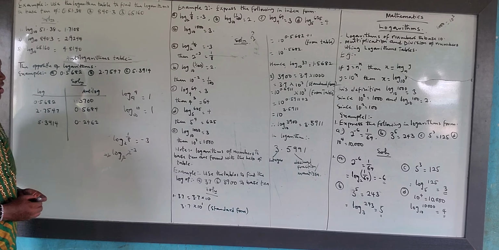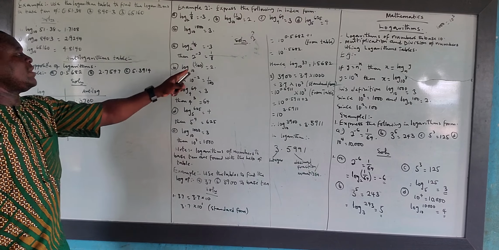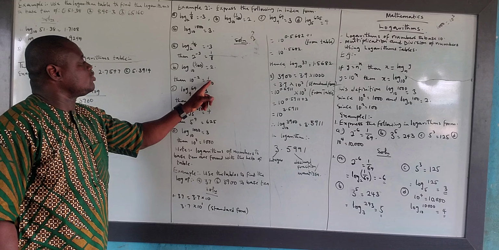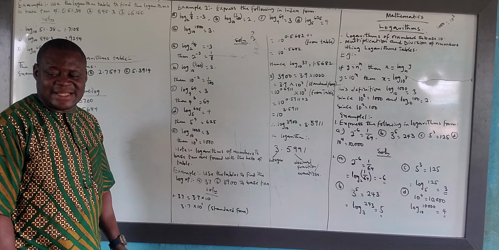So, to proceed. Let's proceed. Now, (b) we have log 10 of 1 all over 100 is equal to minus 2. So we can now say we have 10 raised to the power of minus 2, because of the division there. So we now have 10 raised by minus 2, which is equal to 1 all over 100. Do you understand that?